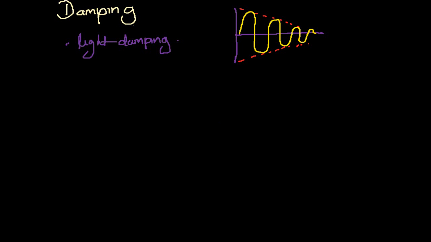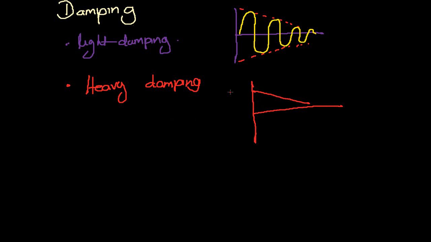Another example of damping is heavy damping. There are no oscillations in this, and the body moves slowly back to its equilibrium. So an example of a graph of this would be something like that. X here and T there. And the final one is critical damping.